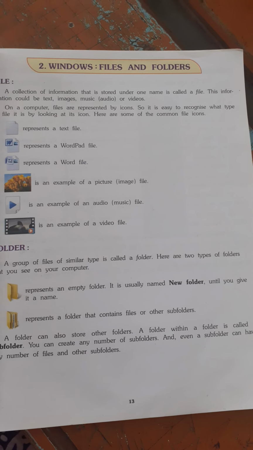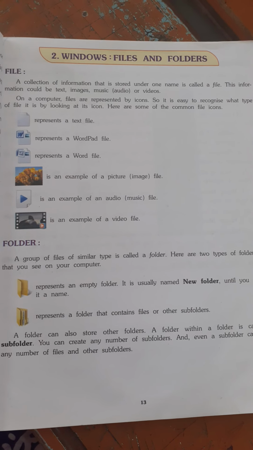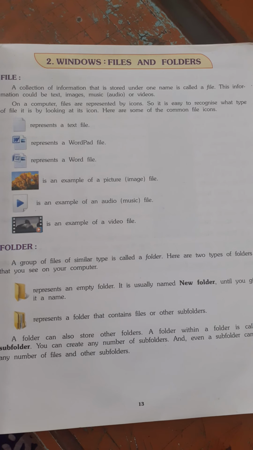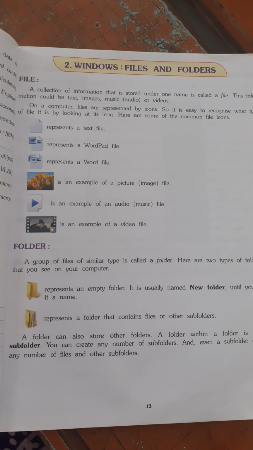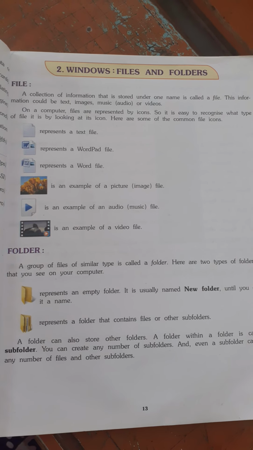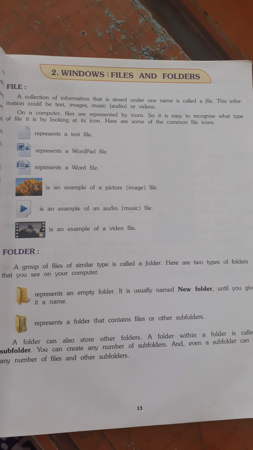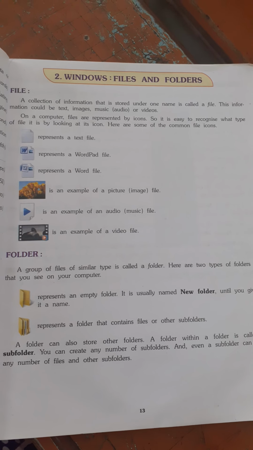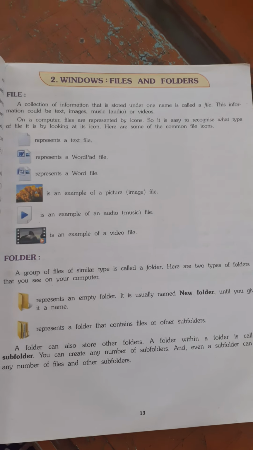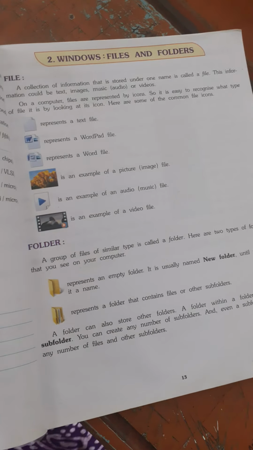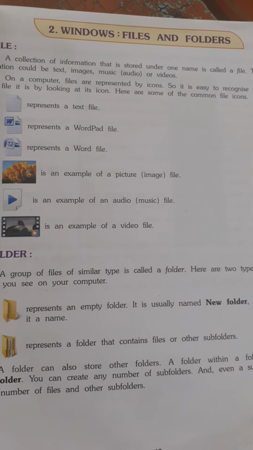Right children? So file, that is the collection of information. And the information could be in any form like text, pictures, audio, videos, etc. Now on a computer, files are represented by icons. And so it is easy to recognize what type of file it is by looking at its icon. Right children? So different types of files are there and we can identify the type of the file with the use of the icon. Okay?